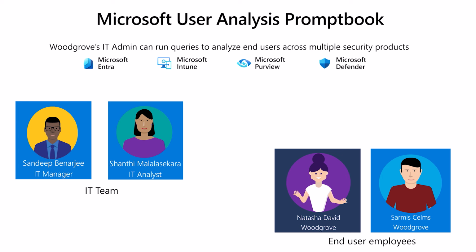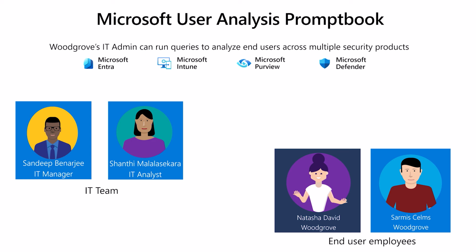This includes sign-in and authentication data from Entra, device information from Intune, unusual activity details from Purview, and a Defender summary highlighting important detections. In this demo, I am the IT admin Sandeep Banerjee. In Copilot for Security, I have the Copilot contributor role that enables me to run Copilot for Security prompts. I will also need additional RBAC roles to read data across the different security products. For this demo, I am Shanti Malala Sekara, an analyst on the IT team, and I have the security reader role. We will be investigating the end user Natasha David.